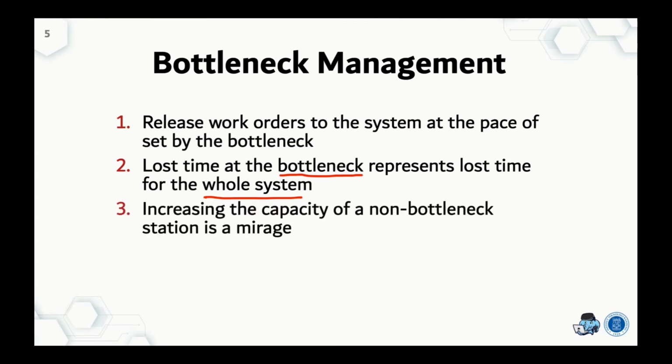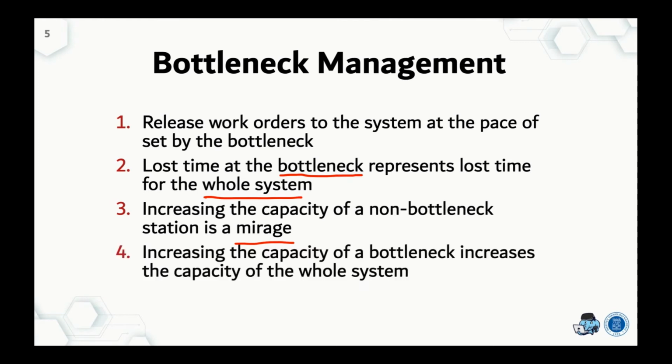And increasing capacity for non-bottlenecks is kind of useless. So we shouldn't consider increasing the capacity of non-bottlenecks first. We should treat the bottleneck first. Increasing the capacity of the bottleneck will automatically increase the capacity of the whole system.